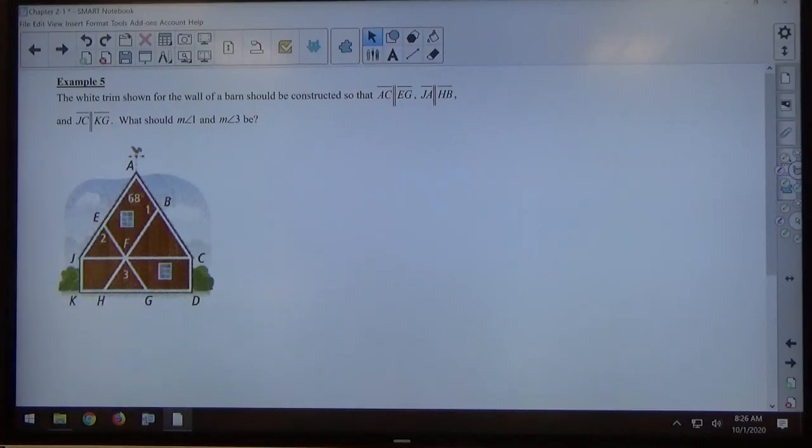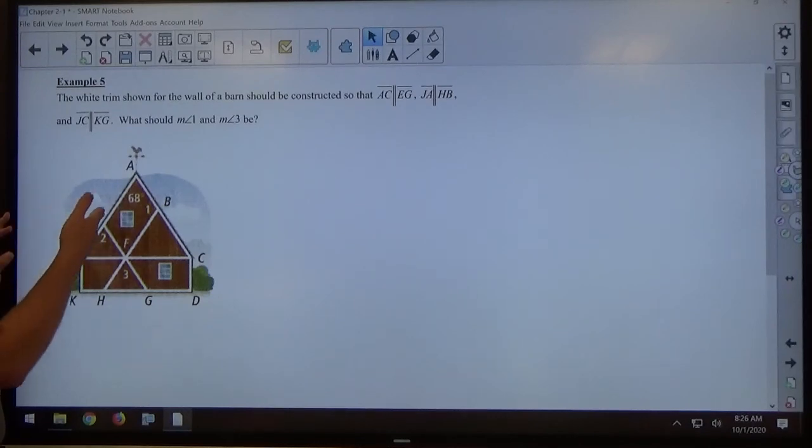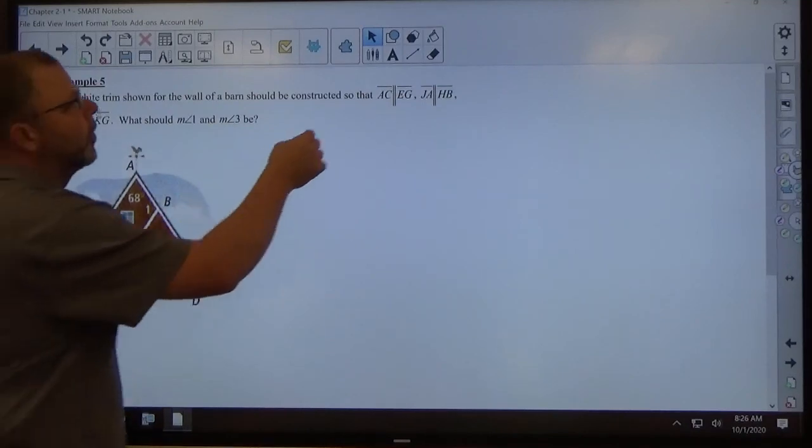So to exemplify, the white trim shown for the wall of a barn should be constructed so that AC is parallel to EG. So you can see the white trim here going all over the barn. JA, so let's see, AC is this line and EG is this line, so we need to mark these as we go.